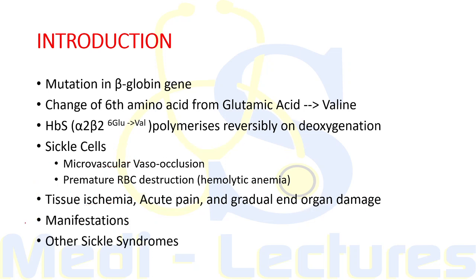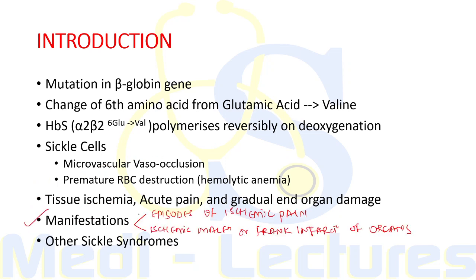So guys, when we consider the manifestations, what are these? These are characteristically the episodes of ischemic pain, that is known as painful crisis, and there can be ischemic malfunction or frank infarction of organs like spleen, kidney, bones, joints, CNS, lungs, etc., which we will be dealing with in the further slides.